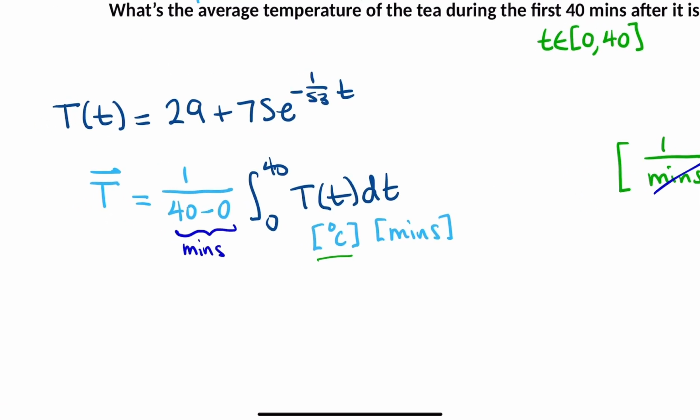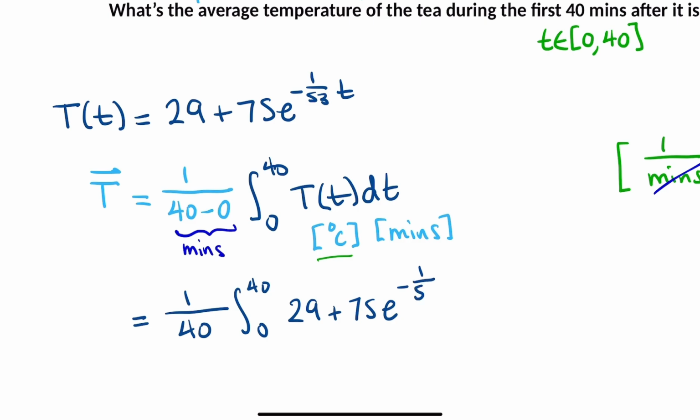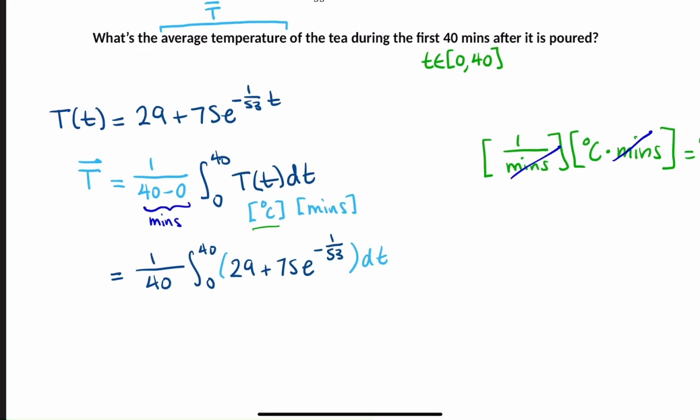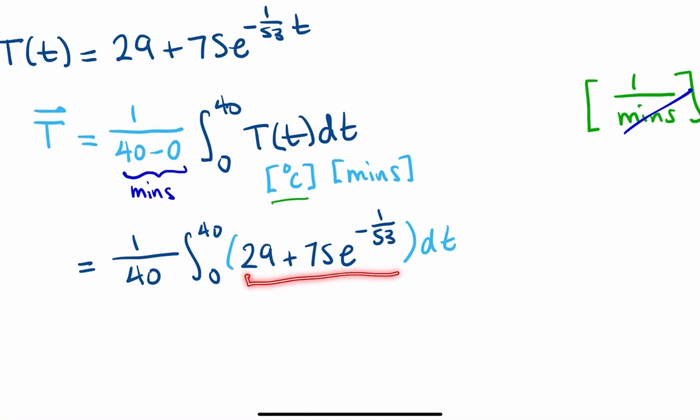So now we can go ahead and evaluate this. I can go ahead and simplify this to 1 over 40 multiplied by the definite integral from 0 to 40 of 29 plus 75 e to the power of negative 1 over 53 t, and this is all multiplied by dt. And I noticed that inside of here we have addition, which is a sum, and so we can use the sum rule of integrals and break this into 2 chunks.